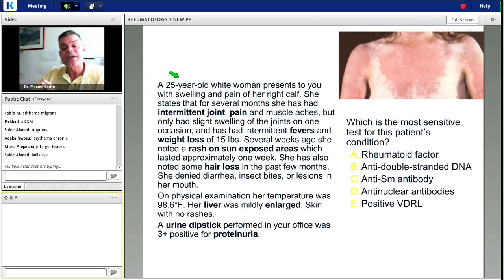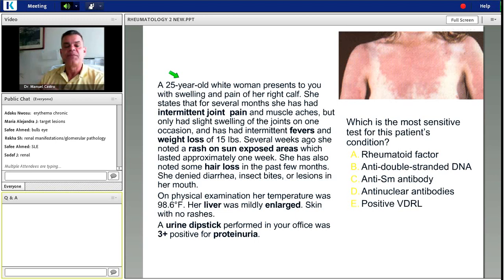On physical examination, her temperature was 98.6, so this is okay. Her liver was mildly enlarged, so she's got a little bit of a hepatomegaly. And the skin at this moment had no rash. This rash lasted about 8 days after she was in the sun, but right now the patient doesn't have a rash, right? A urine dipstick performed in your office showed a 3+ positive for proteinuria. Now, what do we have here? Renal damage, right? So we've got renal damage on this patient, okay? Renal damage.